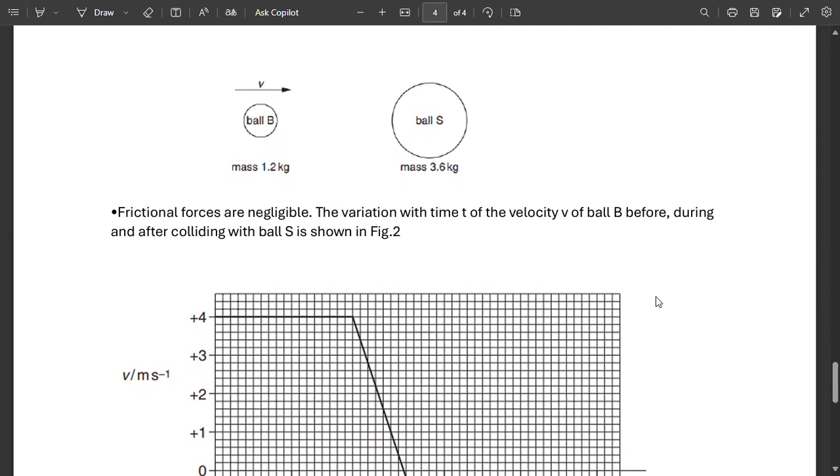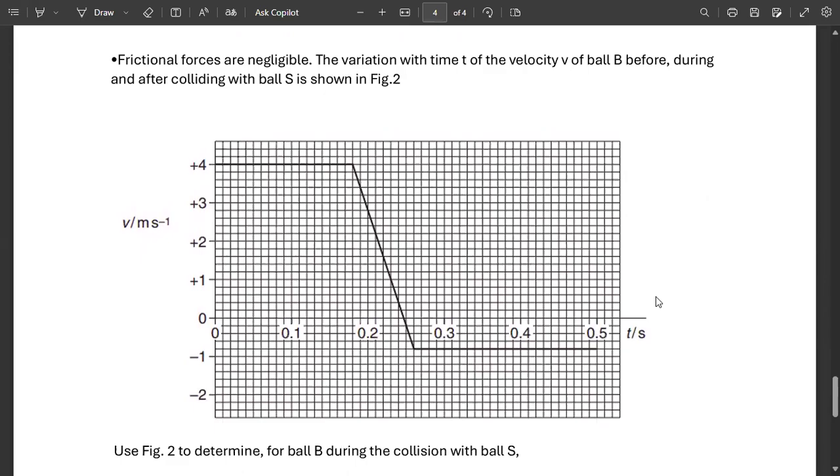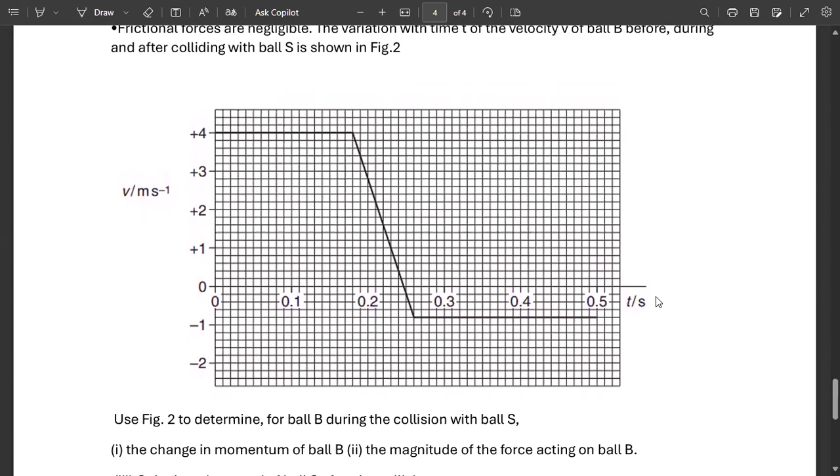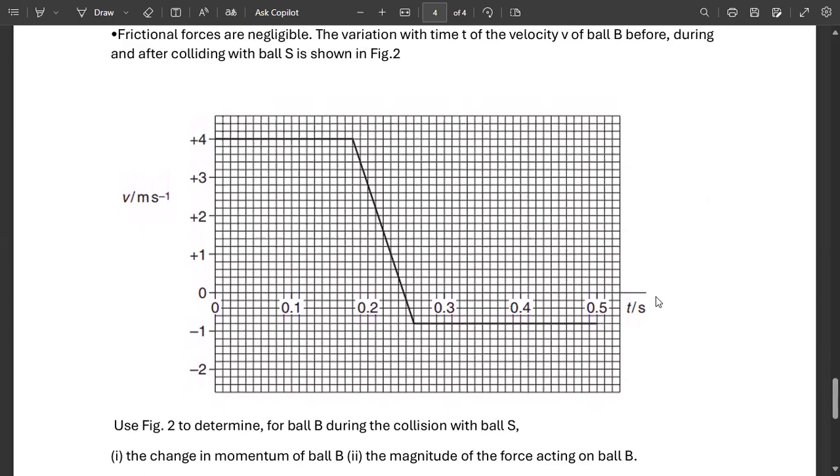The variation with time t of the velocity v of ball B before, during, and after collision with ball S is shown in figure 2. So this is the graph that is showing us the changes in quantities that took place on ball B during its collision with ball S. So this is only about the second ball B.